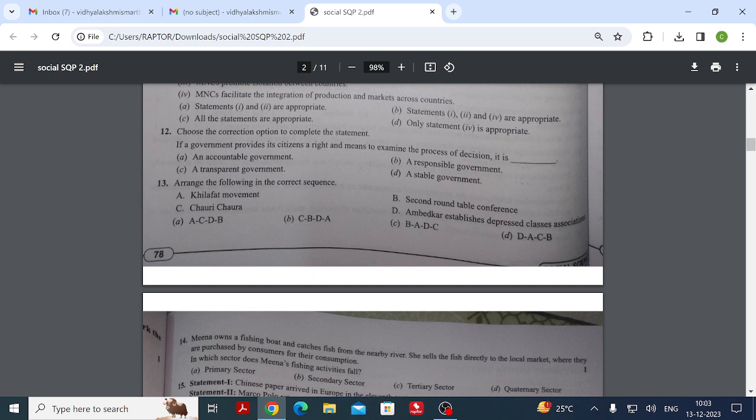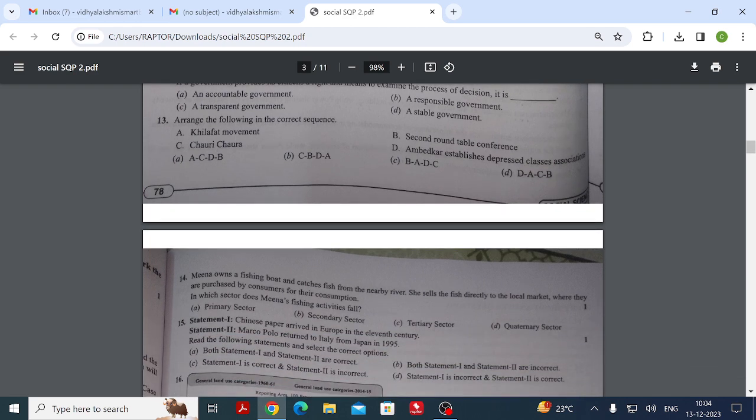Okay, now choose the correct option to complete the statement. If a government provides its citizens the right and means to examine the process, it is a... No, listen, see, here is what you will have to understand. That process is called transparency. When you are talking about a kind of government, you can say accountable government. Understood? That process is called transparency. If a government provides its citizens a right and means to examine how a decision was taken, and a citizen can process it and question it, that ability is all about transparency. We cannot call that government a transparent government. Transparency is a quality. If that quality of transparency is there, that government is called an accountable government. Do you understand? Okay.